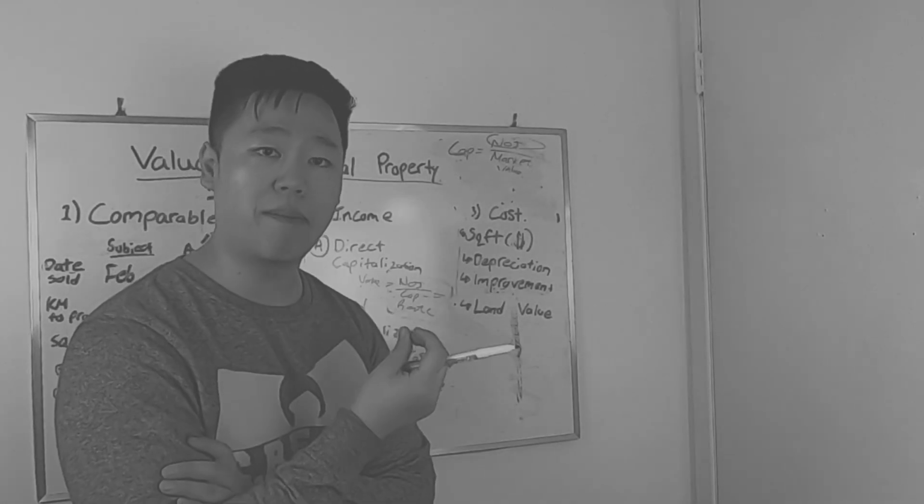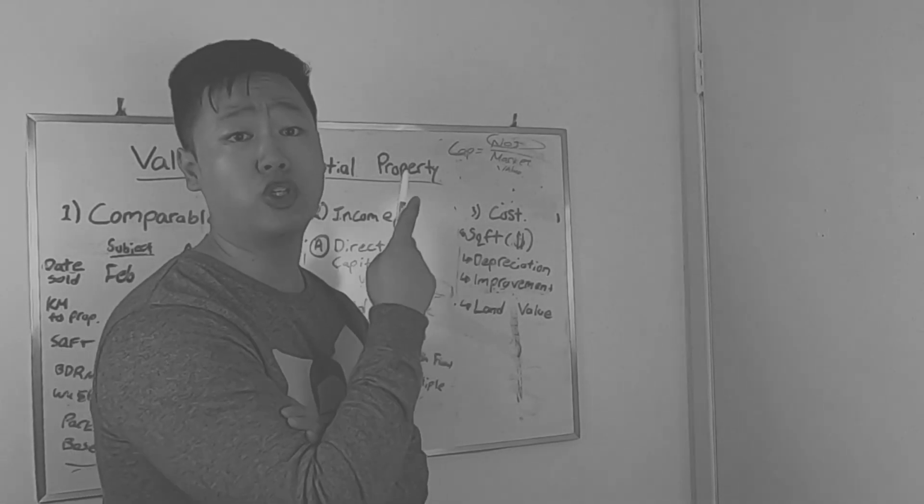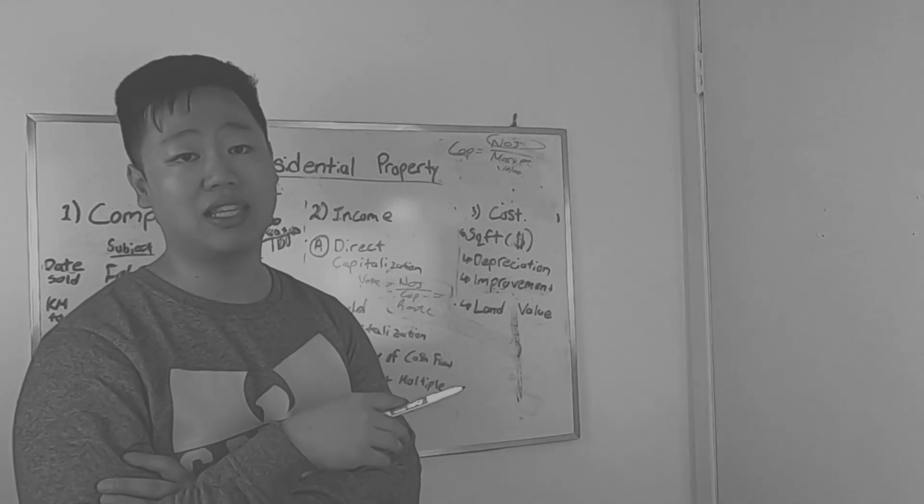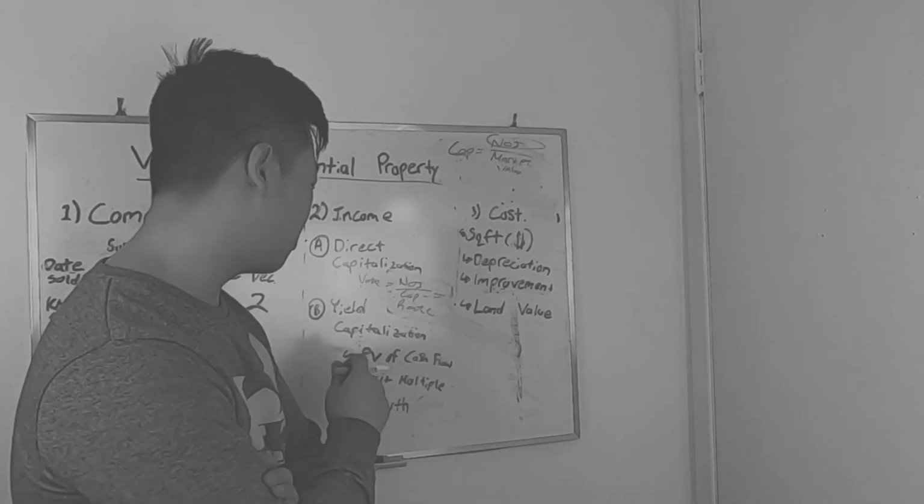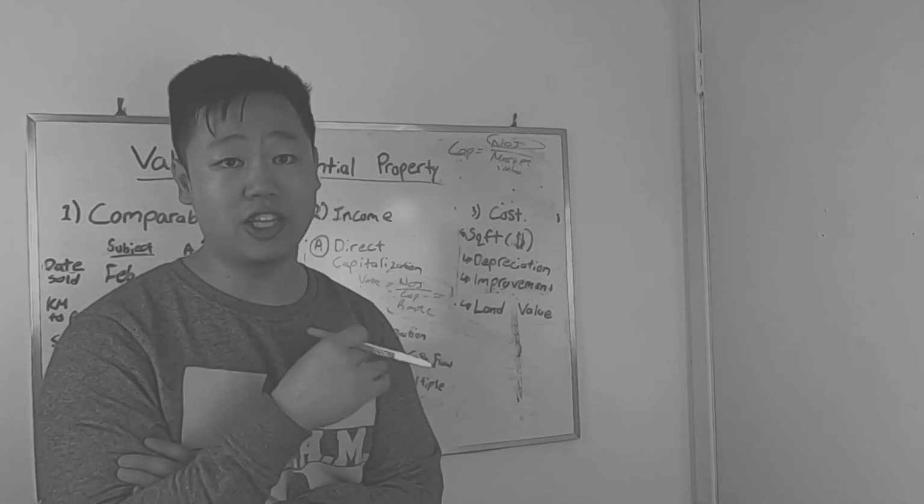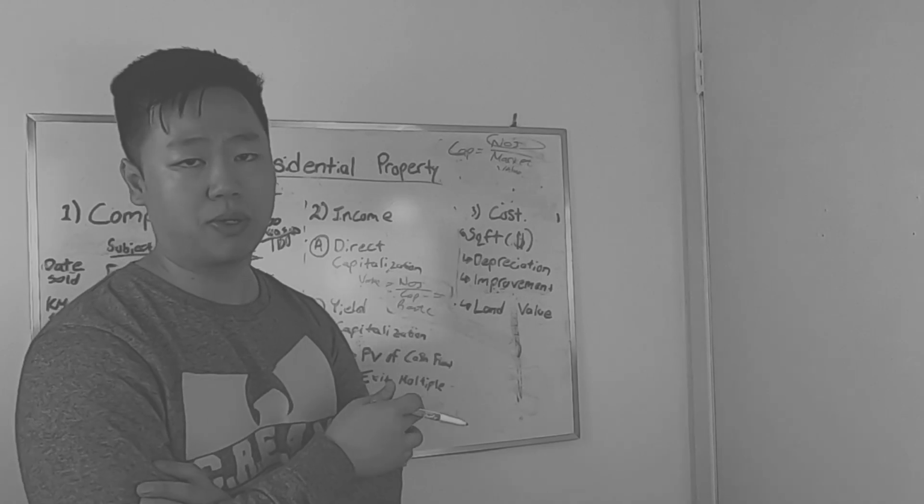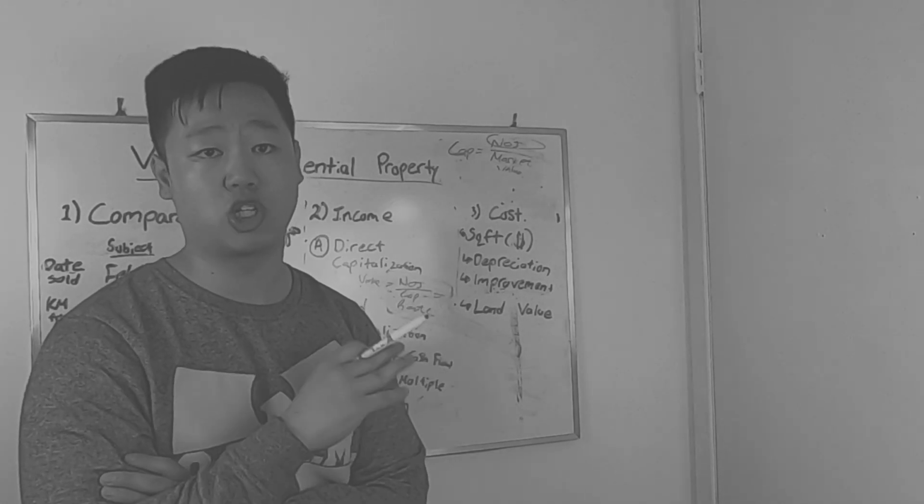So the value of the property will be dictated based on the future cash flow that the property will generate. And then you will divide it by the discount rate to get the present value of cash flow. And to find the terminal value of the property, you'll multiply it by exit multiple. Typically, the exit multiple is the terminal cap rate.